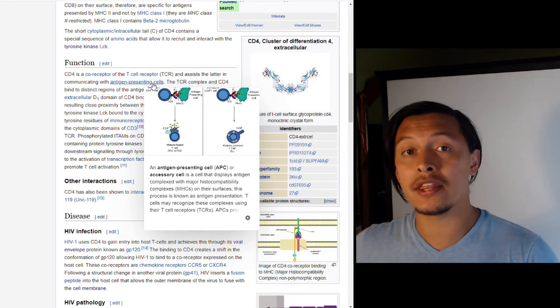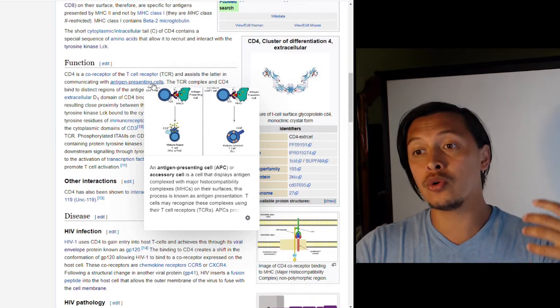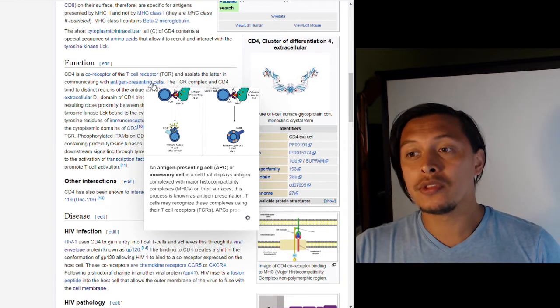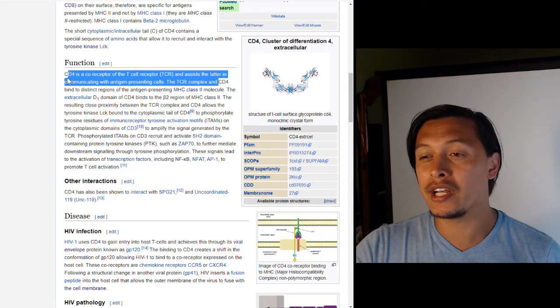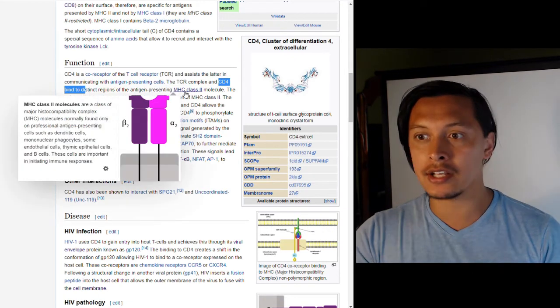So these antigen-presenting cells are going to be taking in antigens or consuming some of the things that are around them. Then they will process these proteins that they have consumed and break them up into smaller peptides. Then they will take these small peptides and present them on their surfaces as antigens. CD4 is working with the T cell receptors, the receptors on the T cells, to interact with these antigen presenting cells. The T cell receptor complex and the CD4 bind to distinct regions of the antigen presenting major histocompatibility class 2 molecule.